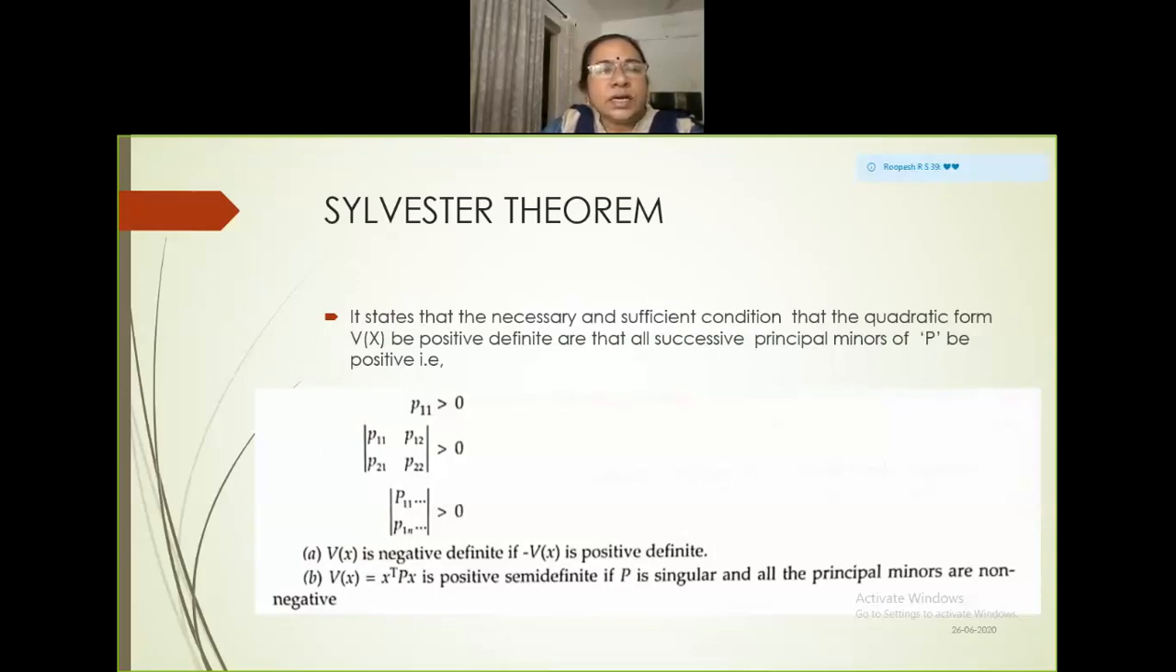Sylvester theorem states that the necessary and sufficient condition for the quadratic form V of x to be positive definite is that all successive principal minors of P be positive. That is, P11 should be greater than 0. Next, the 2 by 2 matrix determinant should be greater than 0. Then all the principal minors should be greater than 0. Then V of x is negative definite if minus V of x is positive definite. V of x equal to x transpose P x is positive definite if P is nonsingular and all the principal minors are positive, or negative definite.